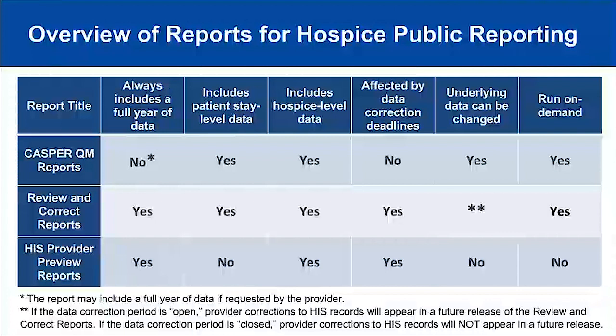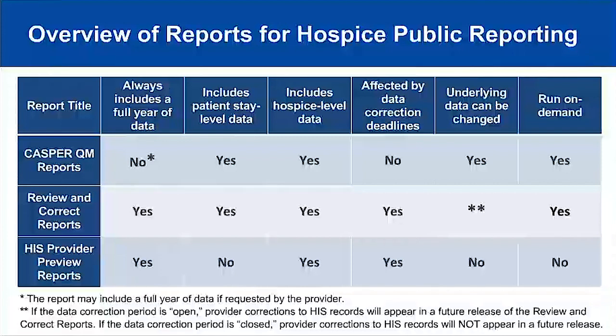And so once a data correction deadline passes, you will not be able to correct that data any longer in this report. So any corrections you make beyond that data correction deadline, you will not be able to see the effect of those corrections on your measure scores as far as this report is concerned. The underlying data, can it be changed with these reports? We have a double asterisk here, and the reason is that the answer is sometimes yes and sometimes no.